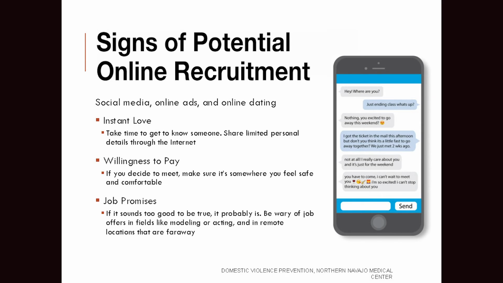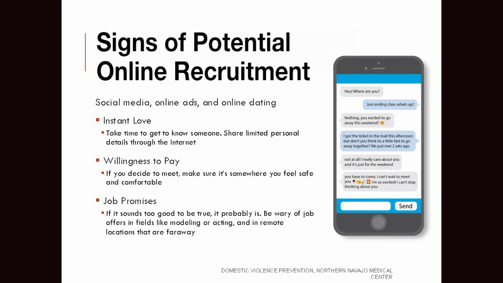Okay, so looking at some signs of potential online recruitment for trafficking, we do know that it's happening very frequently. It can happen through social media, online ads, or even on online dating sites. So one thing to be very wary of is instant love. Normally when you're meeting someone, it does take time to get to know them. It takes time to share information between you and the other person. So if you are doing any type of online dating, it's important to limit the personal information that you share through the internet.